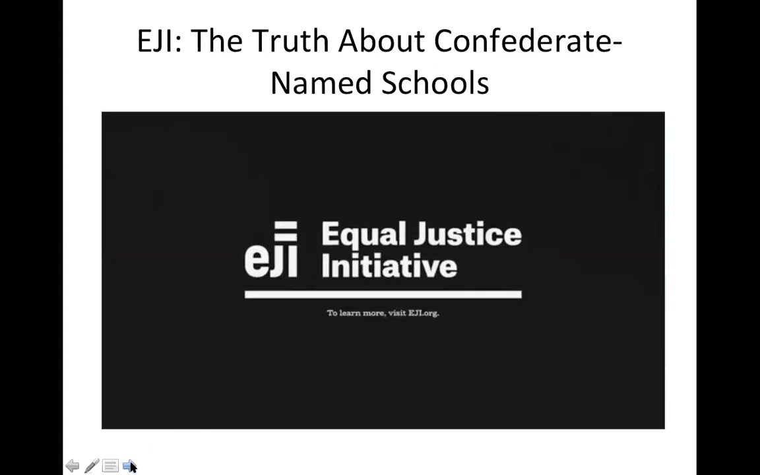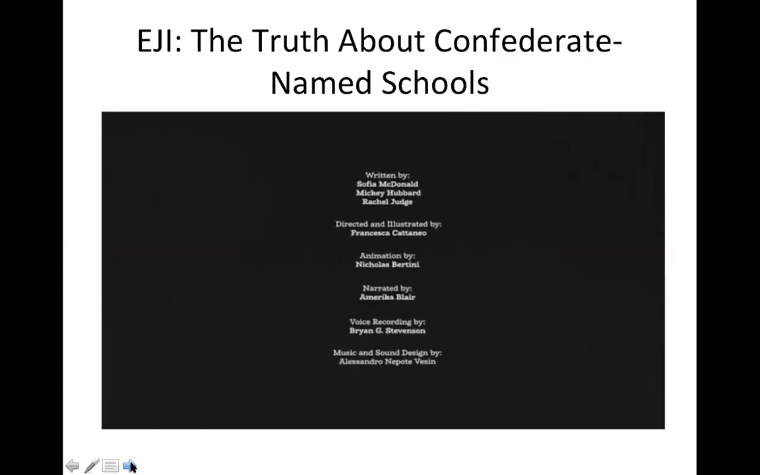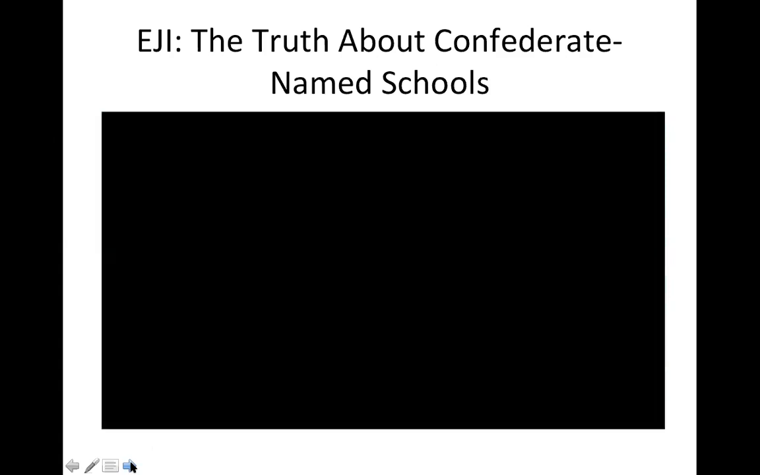Right, and so our next class is going to be about racial segregation. So we're going to talk more about how a lot of these Confederate-named schools were created as ways to avoid desegregation after the Brown versus Board of Education 1954 federal Supreme Court desegregation order.